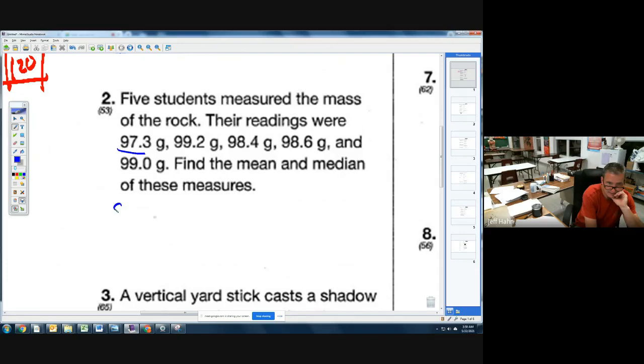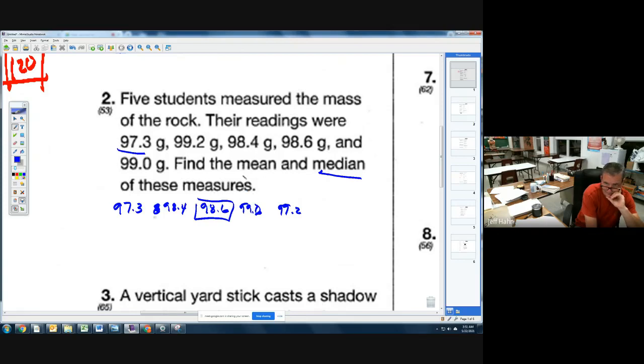So it looks like 97.3 is first, then 98.4, 98.6, 99.0, and then 99.6. Oh, wait, 99.2. And the median, remember, is the middle one. There are five numbers there, so the middle is going to be this 98.6.